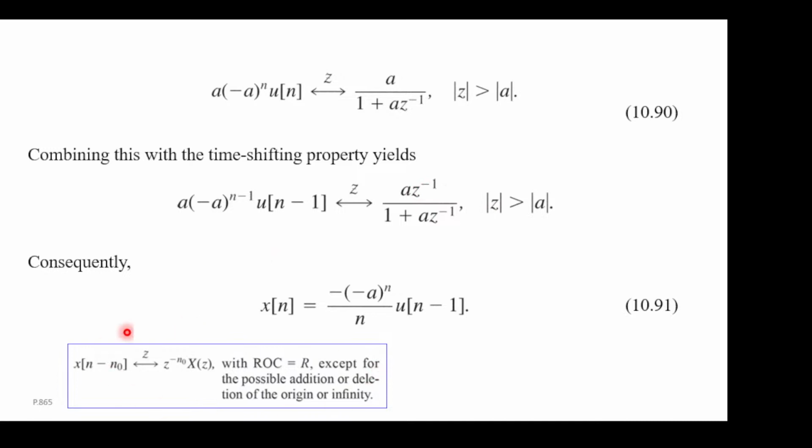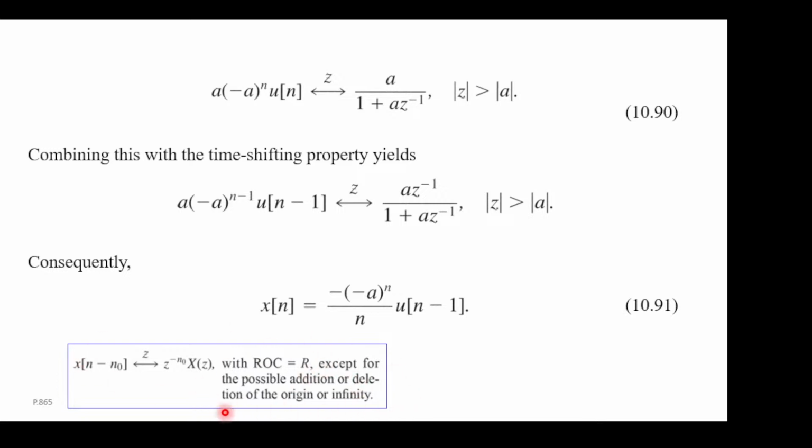And so here is the time shifting property. It says that if you do time shifting, then you get this extra z. If you time shift with this minus n0, then you get this extra z to the minus n0. So we want an extra z to the minus 1, so every n here should become n minus 1. Then we can get this extra n minus 1.